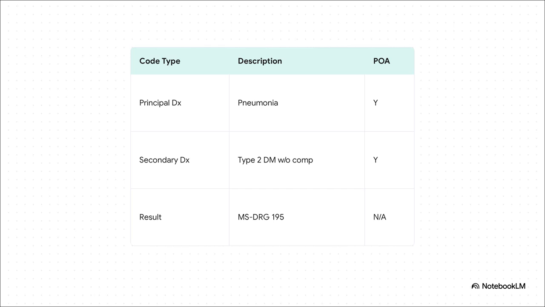Imagine a before scenario. A patient is admitted complaining of shortness of breath, and they have a history of diabetes. Now, vague documentation results in a principal diagnosis of pneumonia, unspecified organism, and a secondary diagnosis of type 2 diabetes mellitus without complications. The grouper takes this, crunches the logic, and spits out MS-DRG 195, simple pneumonia without CC/MCC. It's a low-paying DRG simply because the documentation doesn't reflect any high severity.